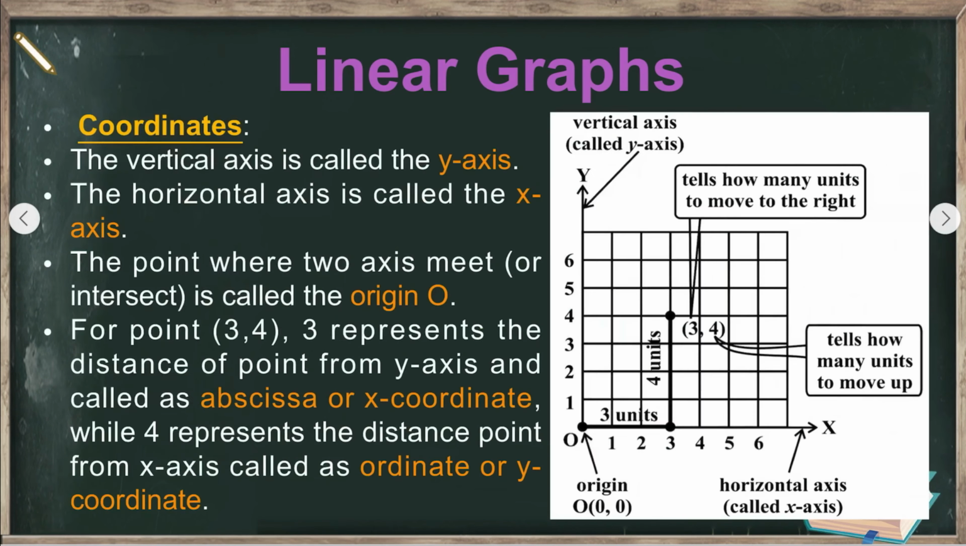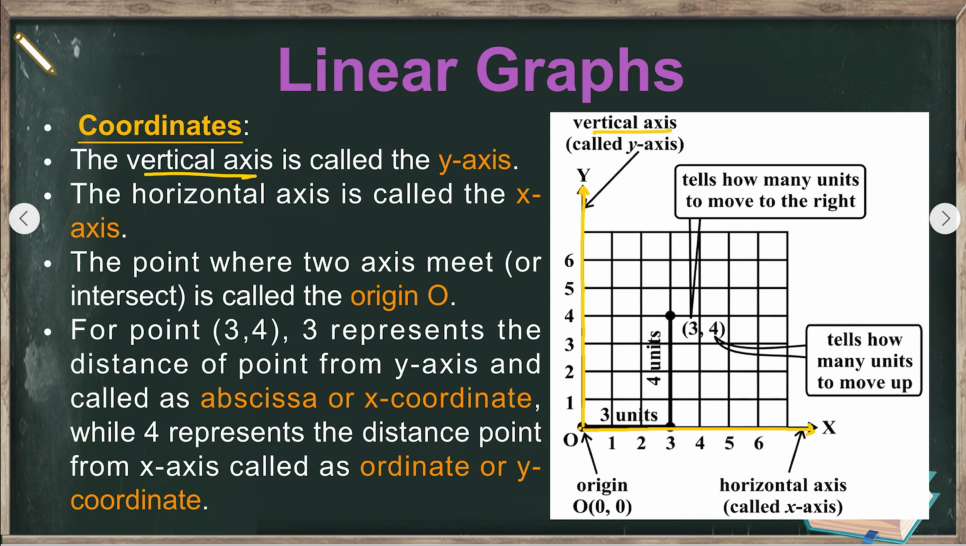Next we have the coordinates. Let's understand the coordinate system in the graph. First look at this figure. We have these two axes. This line is called the x-axis, and this line is called the y-axis.